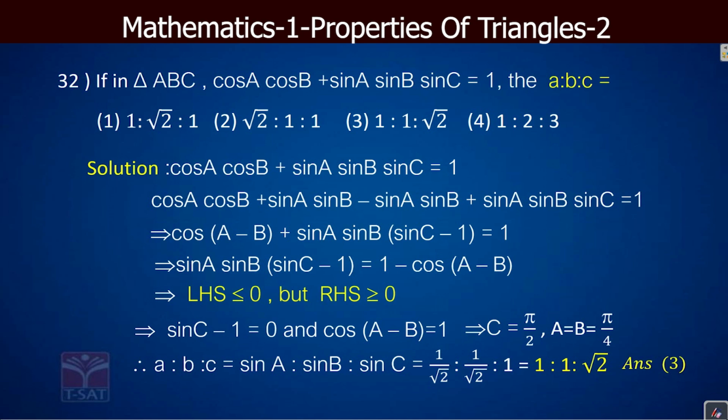Please see here, we didn't use any sine rule or cosine rule or anything, just elementary methods. The important technique here is adding and subtracting sin A sin B on the left hand side, and observing that the sine and cosine functions always lie between minus 1 and plus 1.